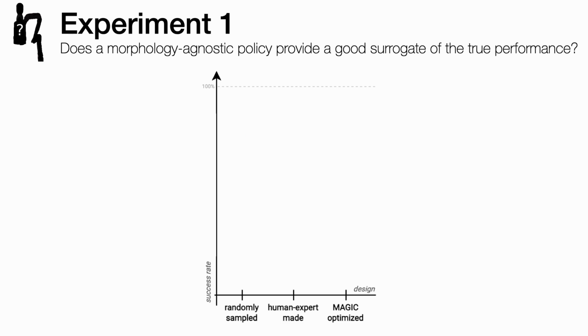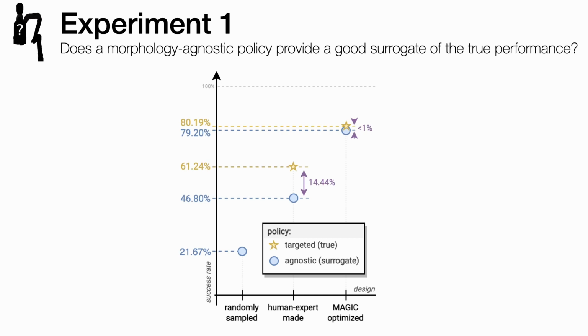To understand the trade-offs between the morphology-agnostic and targeted controllers, we compare their performance on human expert-made and MAGIC-optimized robot designs. The targeted controller in this case is trained from scratch using robot-specific data. We find that with the MAGIC-optimized design, the performance of MAGIC and targeted controllers is almost identical. On the other hand, there is a large gap in performance on the human-made robot design.